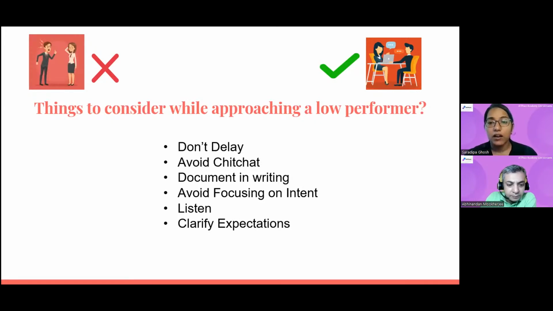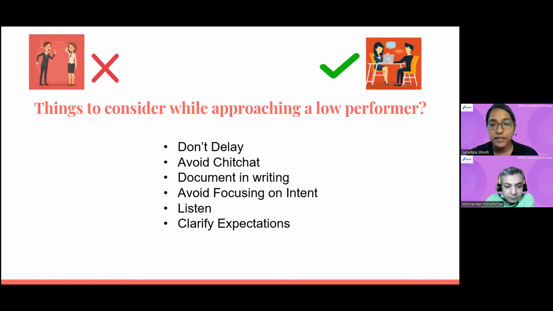Avoid focusing on intent. You should not hurt people by your words. You can be very angry at your employee for their low performance, but you need to focus on improving their performance rather than just slamming the employee.